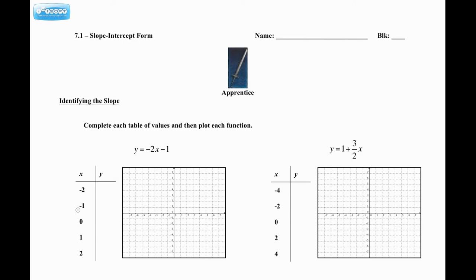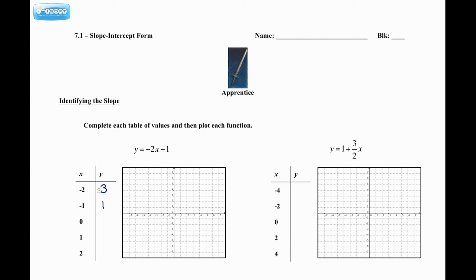So one by one, we are going to substitute these x values into this equation here. We're going to get our y value and then just plot our dots. Pretty simple. So -2. So -2 times -2, that becomes +4. Then we subtract 1, that gives us 3. Okay. Now x is -1. So this is -2 times -1. That becomes +2. Subtract 1 is 1.